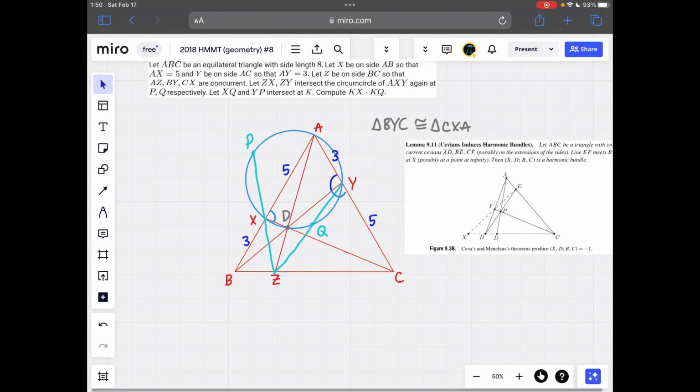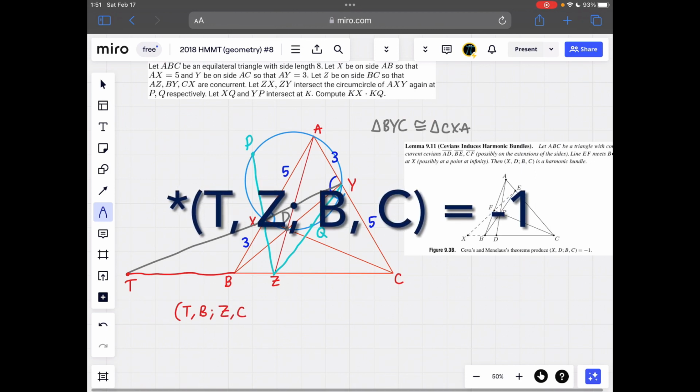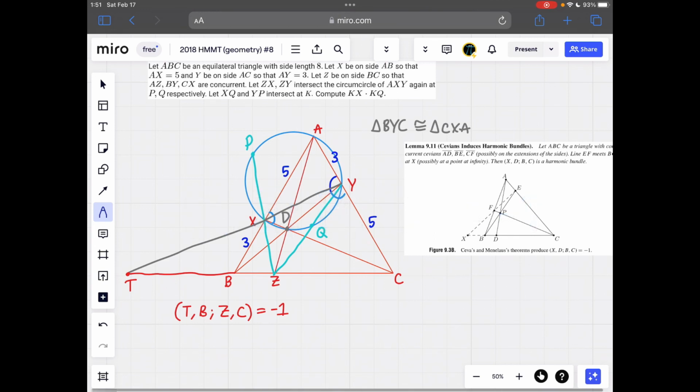So in this case, points E and F are Y and X respectively. So if we extend line XY to meet BC at point T out over here, then we get a harmonic bundle. In other words, (T, B; Z, C) equals -1. The cross ratio of 4 points on a line, T, B, Z, and C in that order.